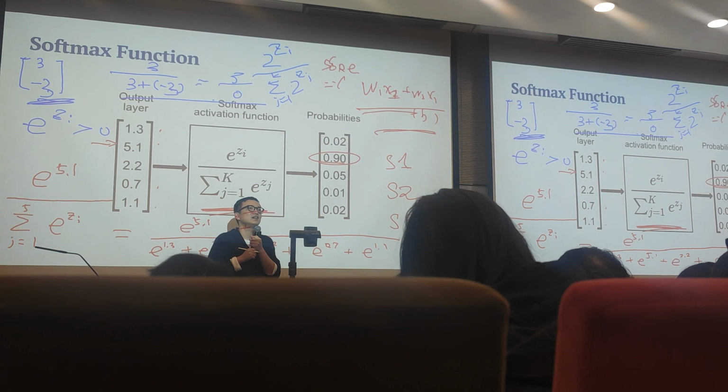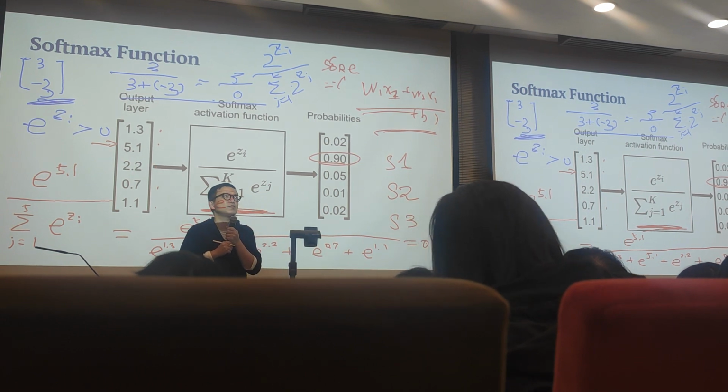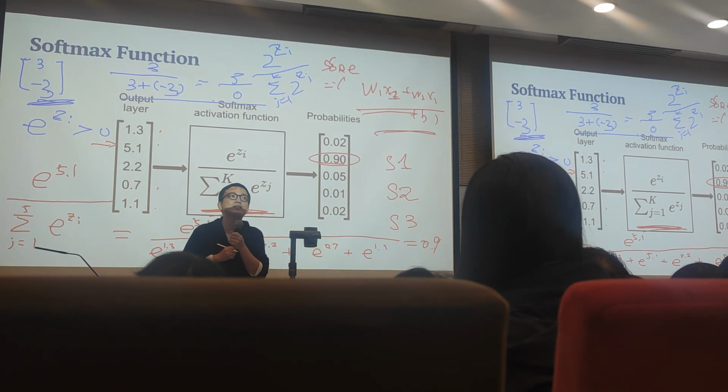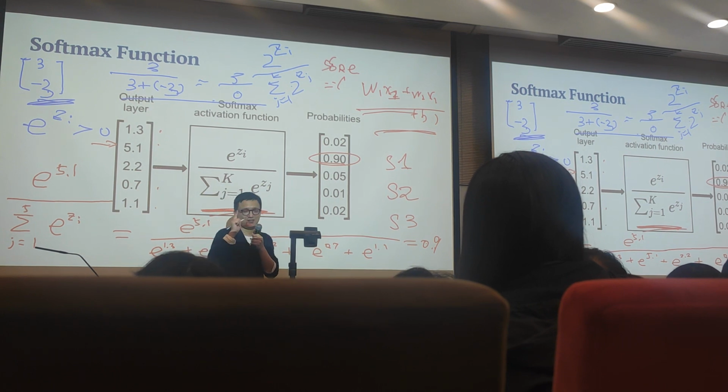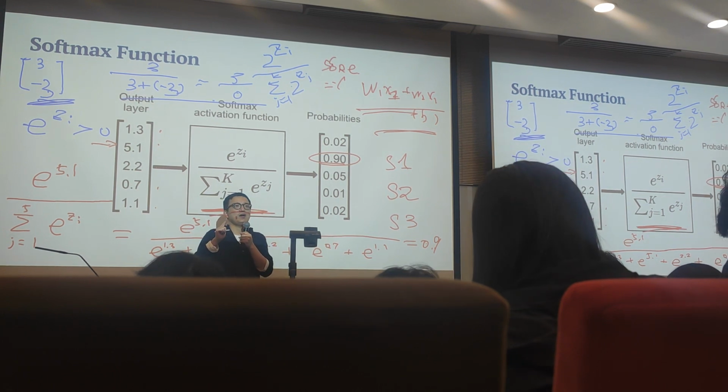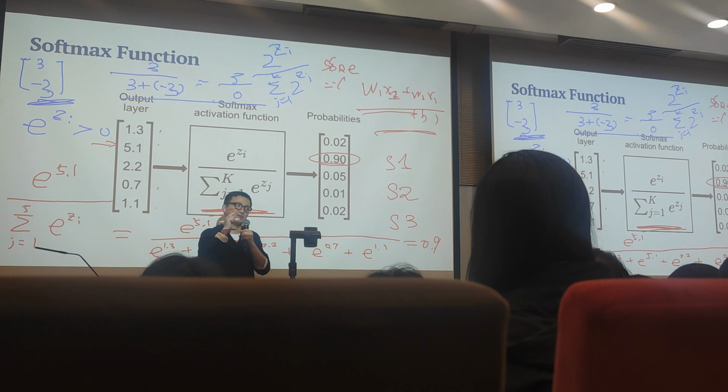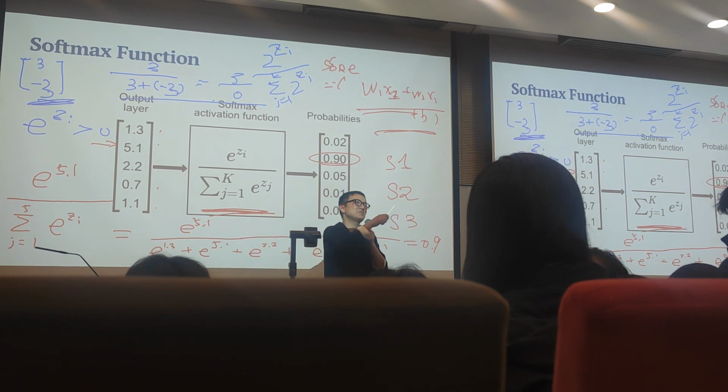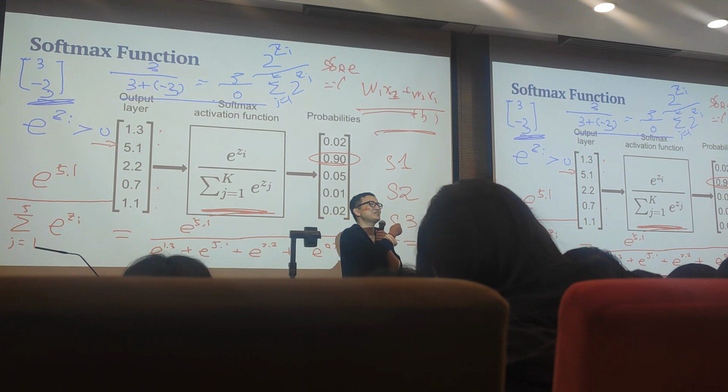What is the difference between the softmax function and the sigmoid function? That's a really, really good question. I will first answer another question, then go to that. So another question is, why is it called the softmax function? What is the soft for?